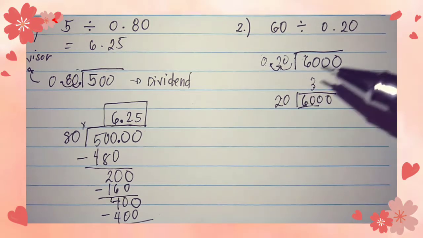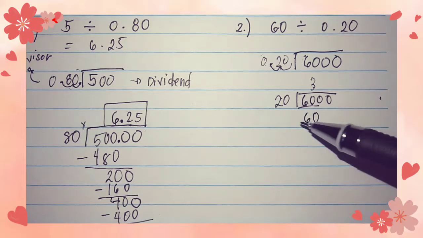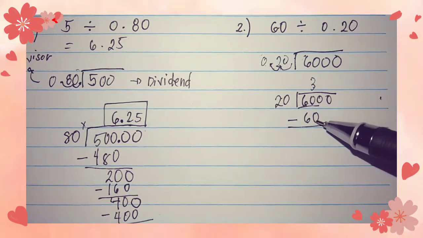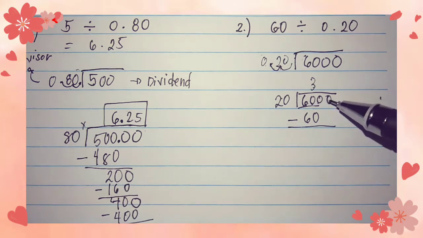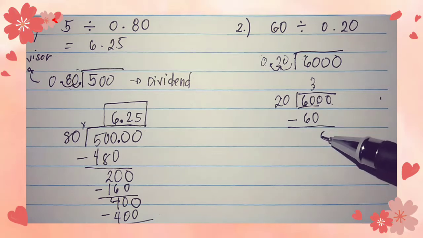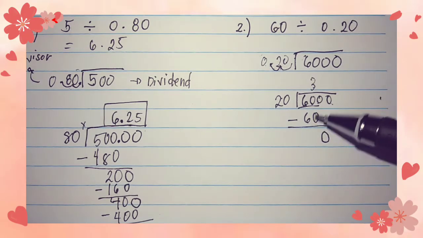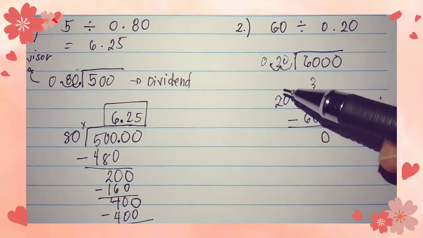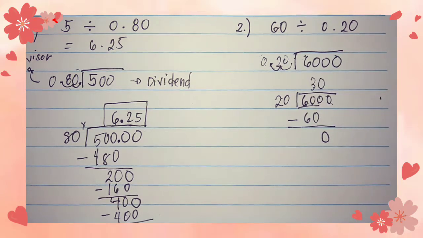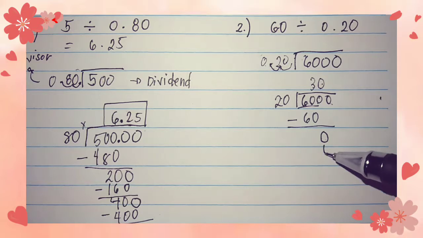So, we have 3 times 20 is equal to 60. And then, 60 minus 60 is 0. Alright? And meron pa tayong dalawang 0 dito. Meaning to say, is, i-bring down lang natin yung isang 0. Yan. Since 0 na yun dito, no? So, hindi na natin siya ilalagay. So, 0 divided by 20 is equal to 0. 0 times 20 is 0.